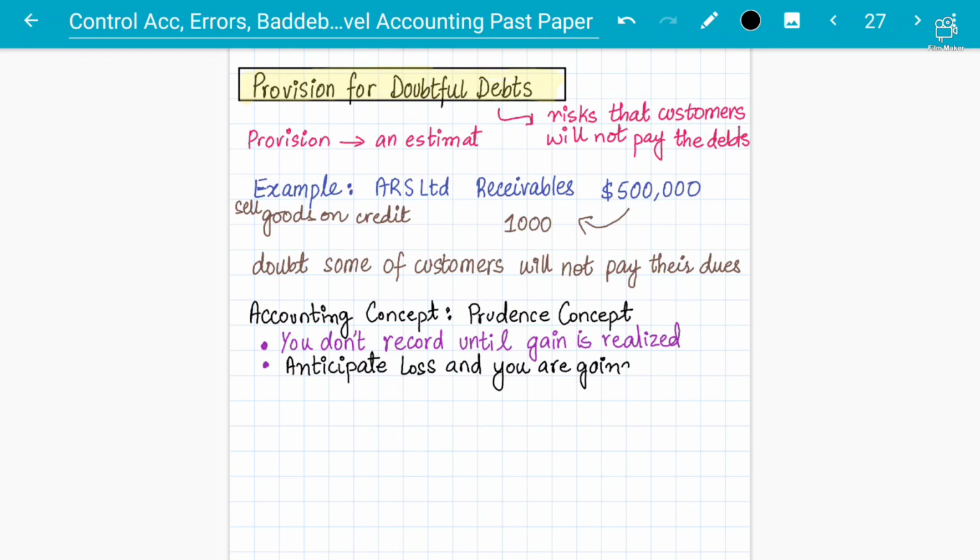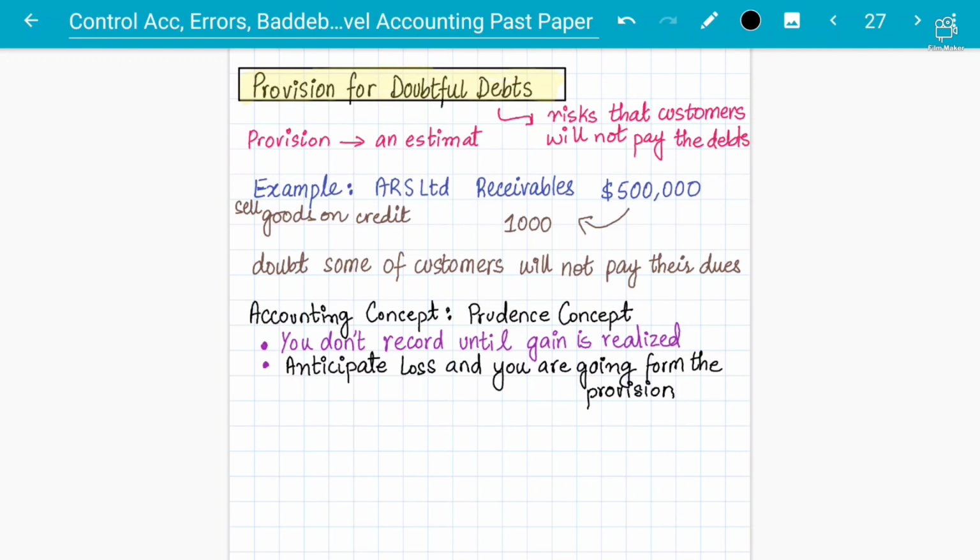अगर आपको गेन अभी तक नहीं हुआ है, आपको पैसे नहीं मिले, तो आप उसको रिकॉर्ड नहीं करते, बट अगर आपको लग रहा है कि आपको लॉस होने वाला है किसी प्रोडक्ट पे, तो आप उसको पहले से एंटिसिपेट कर लेते हो और उसको एस्टिमेट करके एक अमाउंट की यू आर गोइंग टू फॉर्म द प्रोविजन. दैट इज बेसिकली द वर्ड प्रोविजन मीन्स एन एस्टिमेट. ओके, सो दैट इज बेसिकली द प्रूडेंस कॉन्सेप्ट.